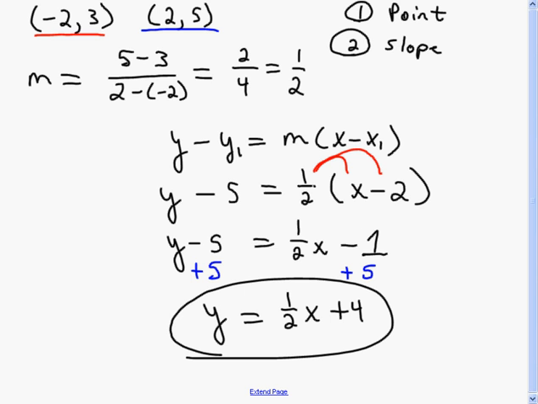Next example, bottom of page 19. Asks you to write the equation of the line perpendicular. So now we've got to use some of our other facts that we've talked about. So we want to write the equation of the line perpendicular to 2x plus y equal to -3, and containing the point -4, 5.